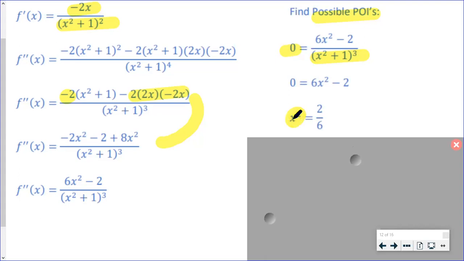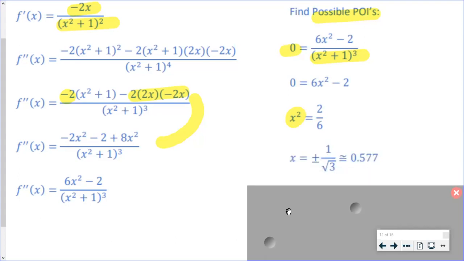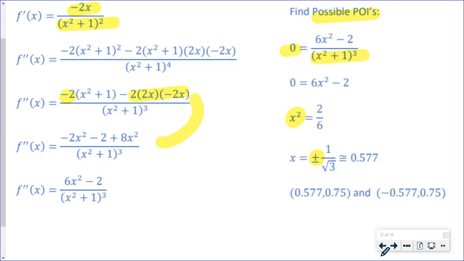And it's very important to realize, unless you're dealing with real life applications where negative values cannot be or do not make sense, you need to consider the positive and negative situation. So this time for our possible points of inflection, we have two possible points of inflection, a positive 0.577 and negative 0.577. You will find when you plug both into the original function, you're going to get the same y value, but there's still two different x values.